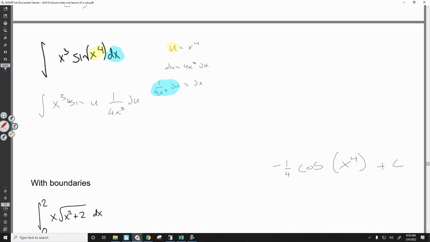You find that x's will cancel. There's that 1/4. I will take the antiderivative, the integral, the du will go away, but I have to take the antiderivative. The antiderivative of positive sine is negative cosine. And then I finish things off by replacing what u is equal to.